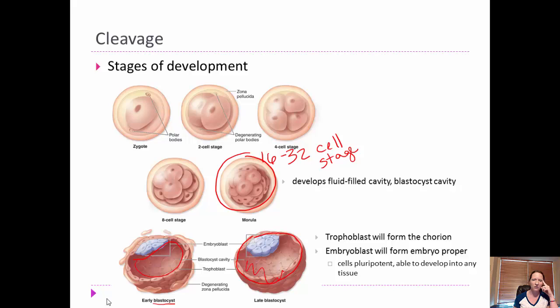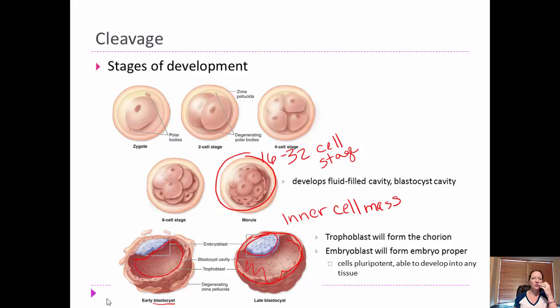All of these brown cells are going to be the trophoblast. This is going to help with implantation, and it's going to eventually form the chorion. And then we have something called, the blue portion is called the embryoblast. This can also be called the inner cell mass.